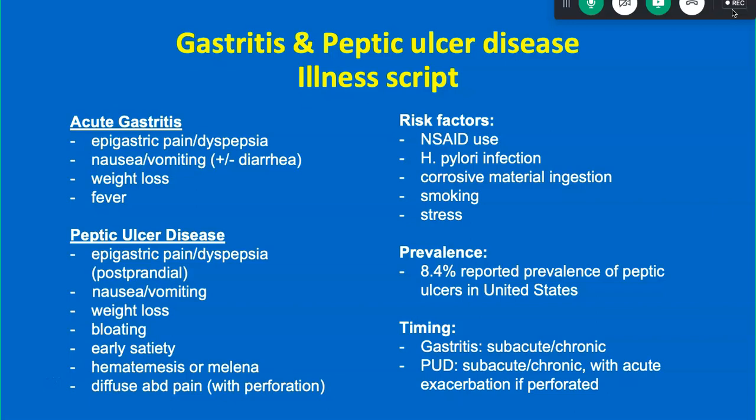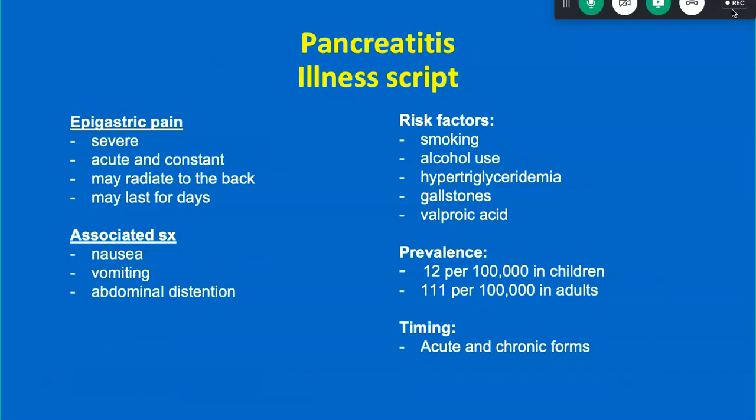It should always be on your differential for a patient with upper abdominal pain. The reported prevalence of peptic ulcer in the US is almost 10%. And these are going to be subacute or chronic conditions with an acute exacerbation if you have an ulcer that perforates.